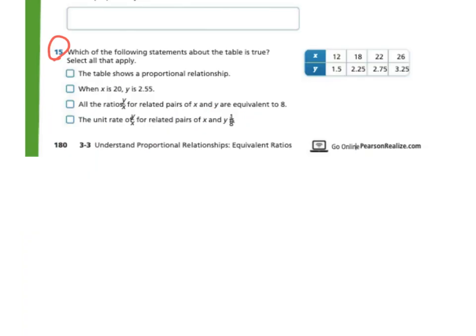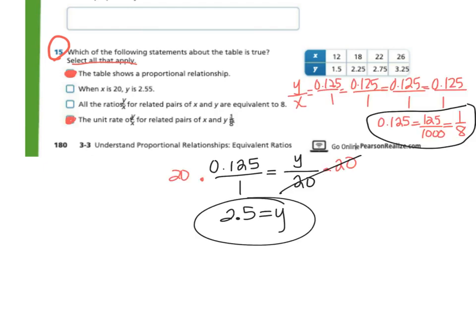Question 15. Make sure that you realize that this is a select all that apply. In other words, there could be more than one correct answer. All right, so here for number 15, you can see my work and my answers.